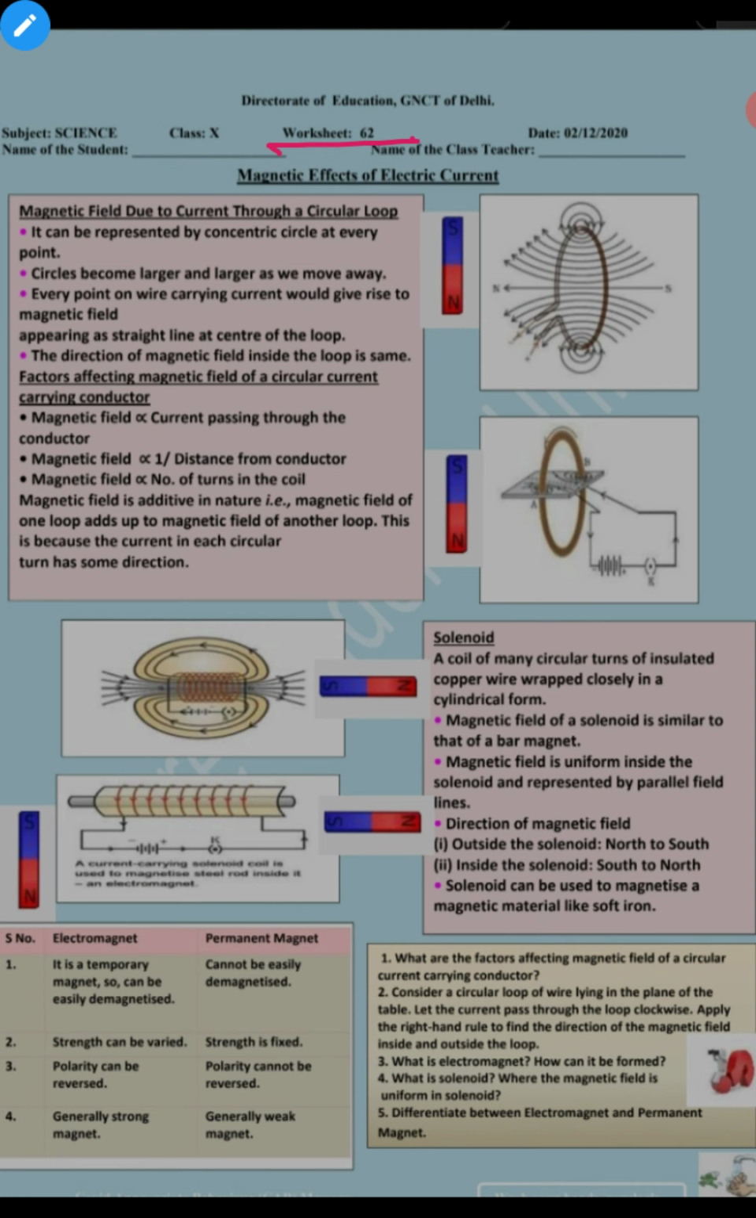Today we will discuss RDO Worksheet-62 from your chapter Magnetic Effect of Electric Current. We will discuss the magnetic field due to current through a circular loop. It can be represented by concentric circles at every point. These circles become larger and larger as we move away.